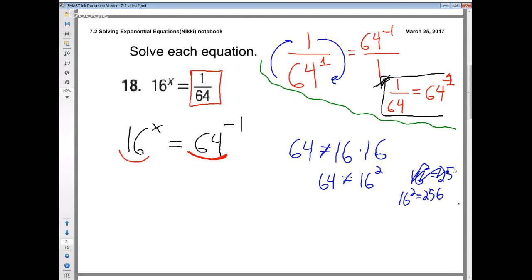So we're kind of in a roadblock right here. But maybe, what if we try and rewrite not only 64, but let's try and rewrite 16 as well, and see if we can find a base that they share in common. I'm going to go ahead and erase the notes over here.